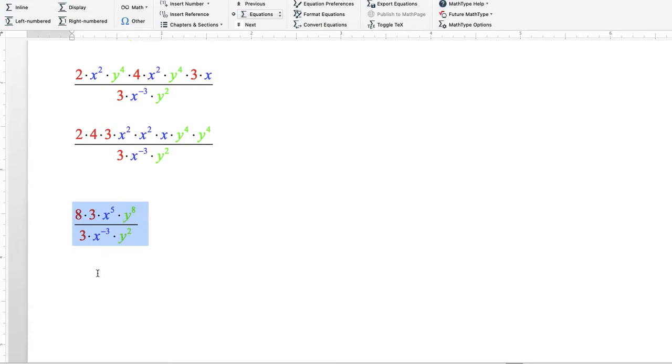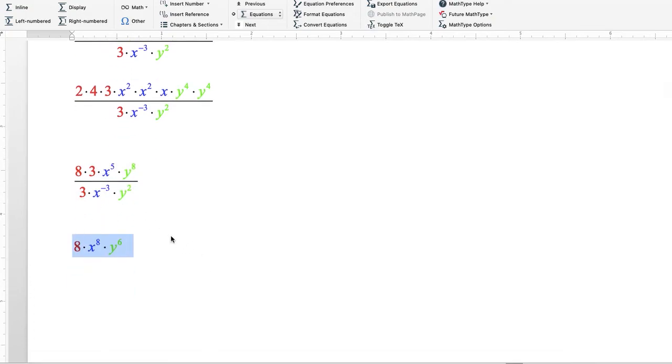I'm going to combine vertically now. I have a 3 divided by 3. Well, x to the 5th divided by x to the negative 3rd. This is the quotient property of exponents. We're going to have x to the 5 subtract that negative 3. 5 subtract negative 3 will give us an 8 in the numerator. Y to the 8th, y squared. 8 subtract 2 will give us a 6 in the numerator.